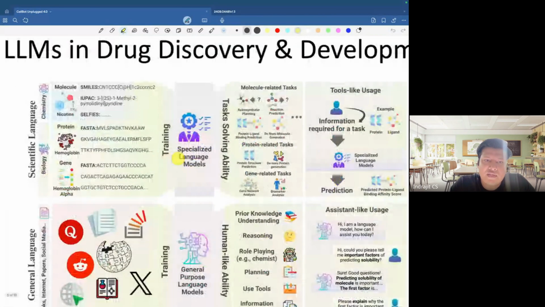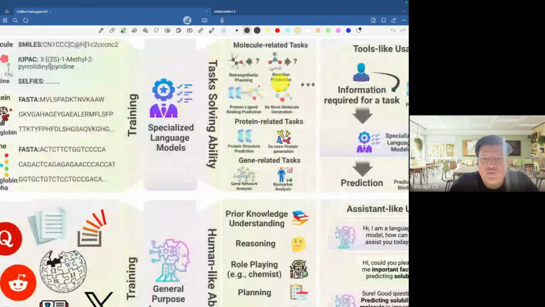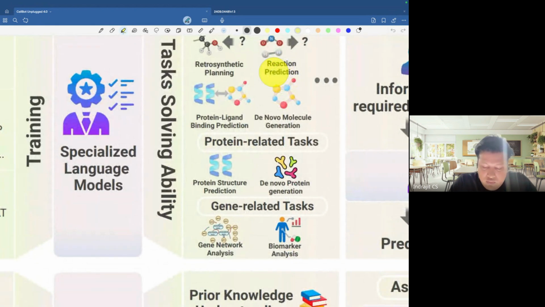Some of the steps in the drug discovery process need specialized LLMs. Like you can look at here, we have a molecule SMILES. These models understand the scientific language, like biology, chemistry, protein or gene, and the model is trained on these, like ProteinGPT or GeneGPT, let's say, and then you are able to do certain tasks. You train the model on a specific task, like retrosynthetic planning, reaction prediction, protein-ligand binding prediction, or de novo molecule generation. There are also protein related tasks like protein structure prediction and de novo protein generation, and gene related tasks like gene network analysis and biomarker analysis.